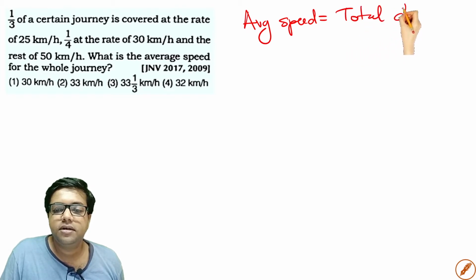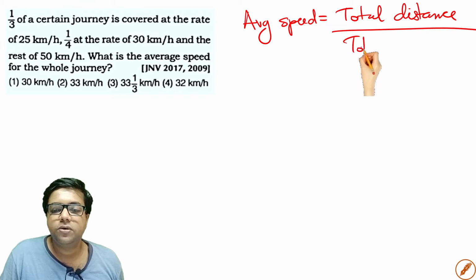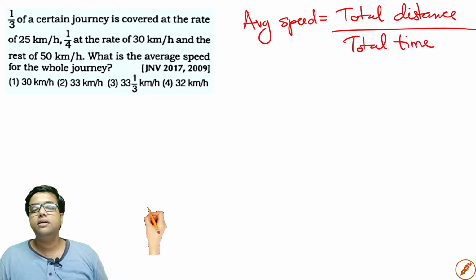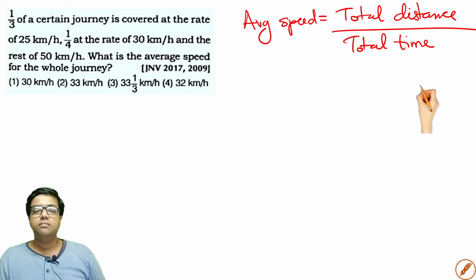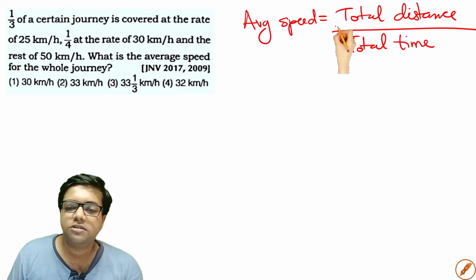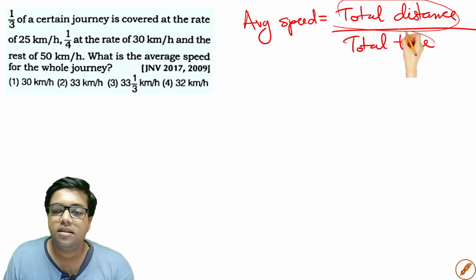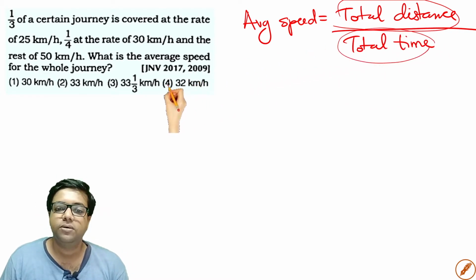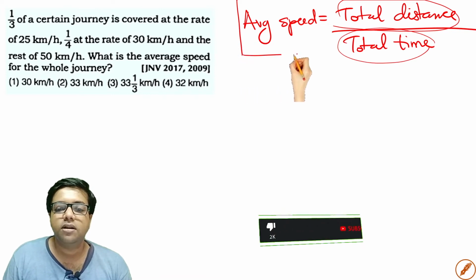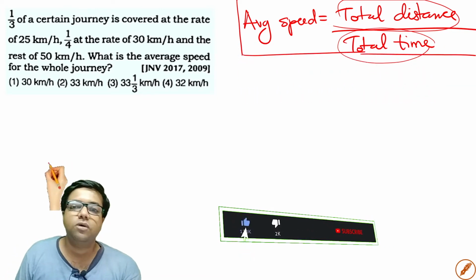Total distance by total time taken. Okay, total distance by total time. So what about the distance? Let us find one by one. First of all, we will find the total distance. Then after that, we will find the total time. So we should remember this formula, without which we can't solve this question.